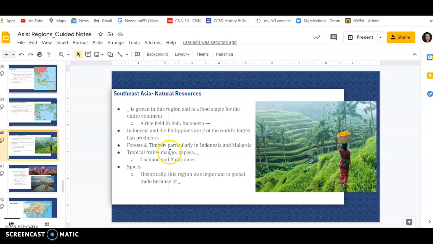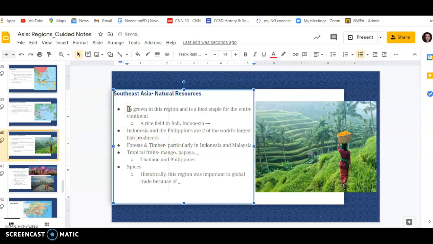We have a variety of natural resources in Southeast Asia, including rice. Rice is grown in this region and is a food staple for the entire continent of Asia. This image here is of a rice field in Bali, Indonesia. Indonesia and the Philippines are also 2 of the world's largest fish producers. We find forest and timber, again wood, particularly in Indonesia and Malaysia. Tropical fruits like mango, papaya, and pineapple. Pineapple especially is found in Thailand and the Philippines.